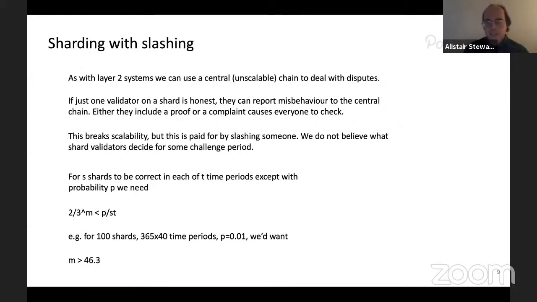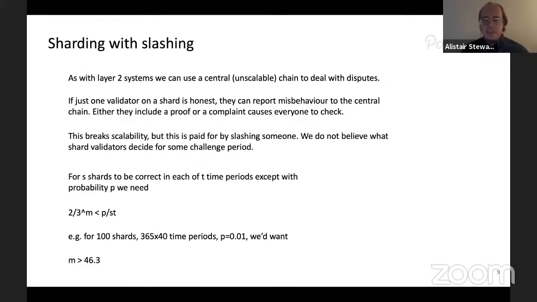And this is great because if one validator in a shard is honest, then they can report the misbehavior, which is a lot nicer. You're going to get a lot nicer numbers than we had with 2/3. So what they'd have to do is include a proof, if there is misbehavior.